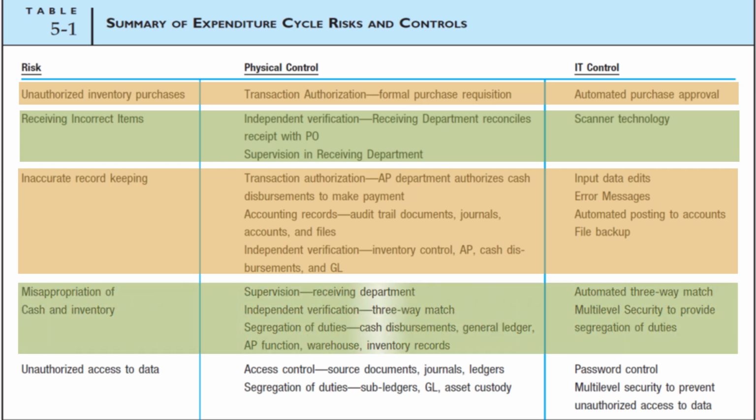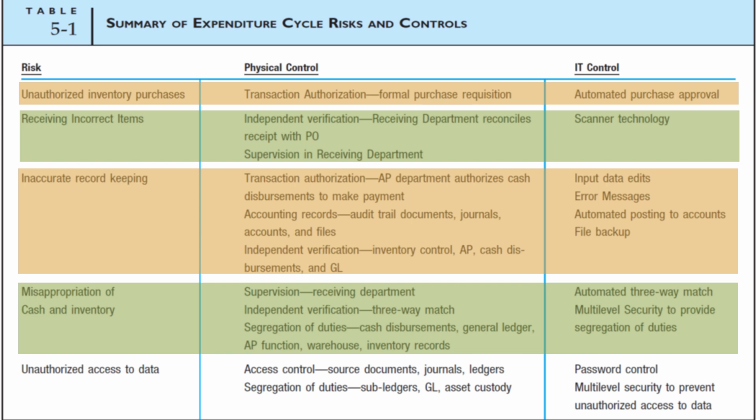And then we have the misappropriation of cash and inventory, which is the stealing or fraud by individuals or employees. So how do we control it physically? Supervision: we have supervision in the receiving department. We have independent verification. We have three-way matching, and we mentioned what the three-way matching is.